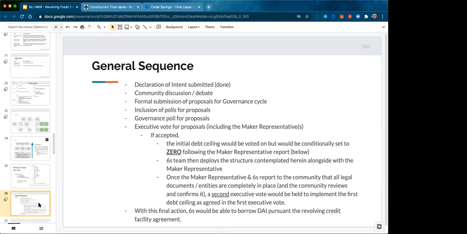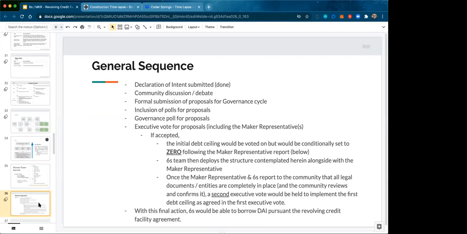So our fundamental generic sequence: we've submitted our declaration of intent. We are in the process now of the community discussion. We'll get through a formal cycle here. The really important piece is that we're talking about actual legal structures being implemented, and these structures are not cheap. In fact, they're very expensive.